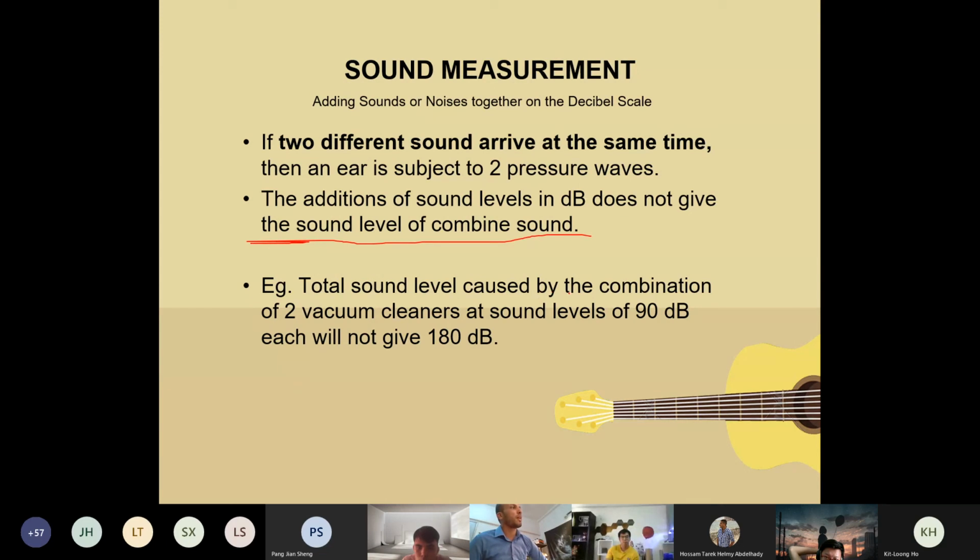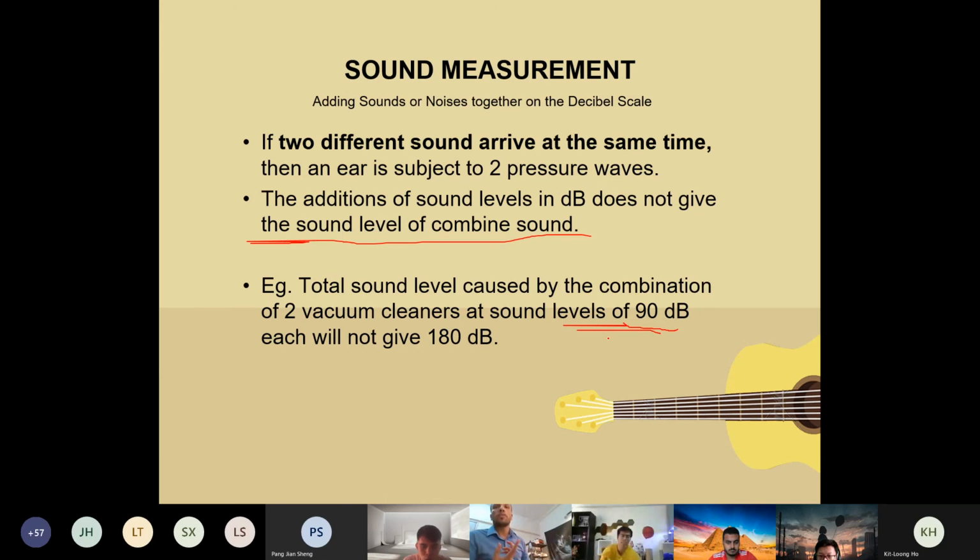Total sound level caused by the combination of two vacuum cleaners at 90 decibels will not give 180 decibels. So sound level doesn't mean, for example, if my phone starts ringing in 20 decibels, if the same phone starts ringing in the same time, it will be 40 decibels, the sound level. No, it will not. It doesn't work like this with sound.